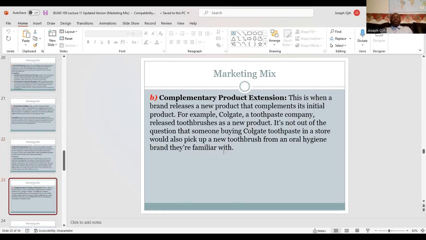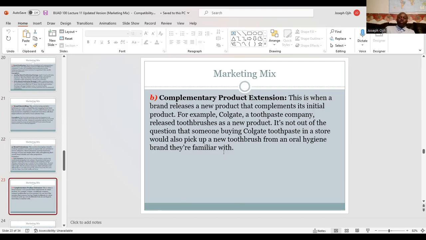Complementary product brands. This is when a company releases a new product that complements its current existing product. I use Colgate as an example here.